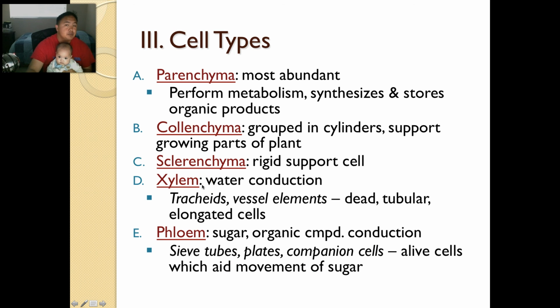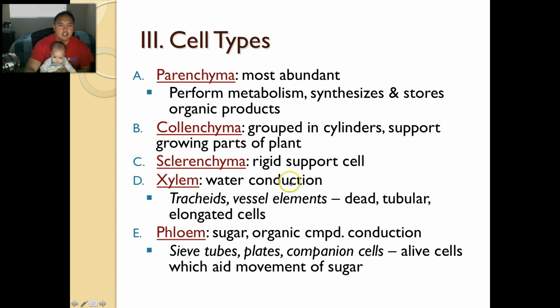And then the last thing we talked about, there's 5 cell types, and I told you I was going to go over them. Parenchyma is the one that plants have the most of. They perform metabolism, they synthesize, and they store organic products. Collenchyma are grouped in cylinders, and they support the growing parts of the plant. So they're the types of cells that support growing. All the growth stuff are collenchyma.